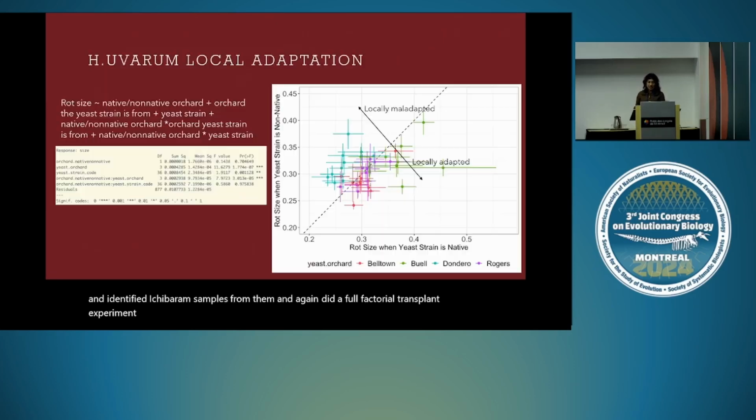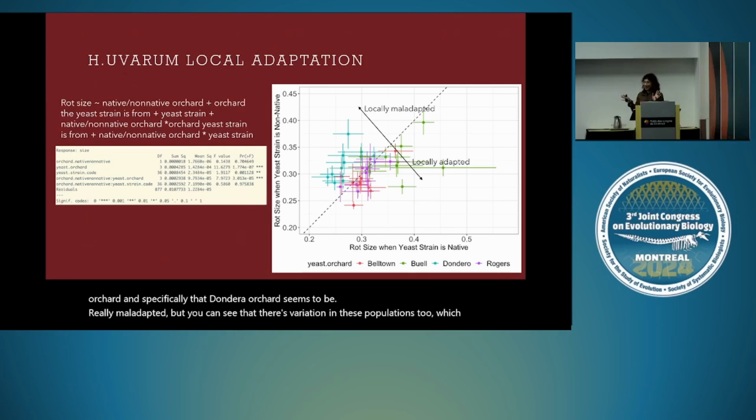This time it's a little bit of a messier graph because all of these points are different strains of yeast of HURM. But you can still see that there's grouping based on orchard, and specifically that Dondero orchard seems to be really maladapted. But you can see that there's variation in these populations too, which is pretty fun for evolution purposes.